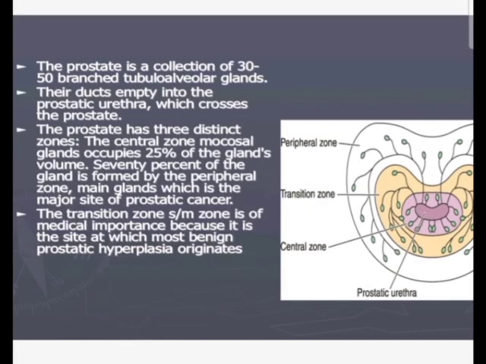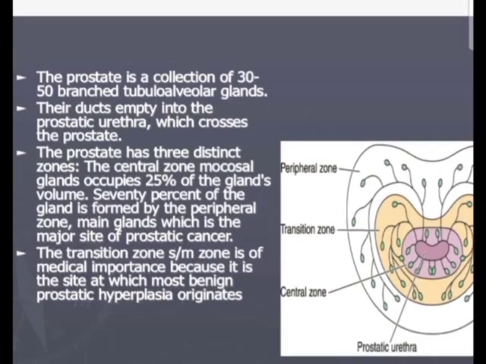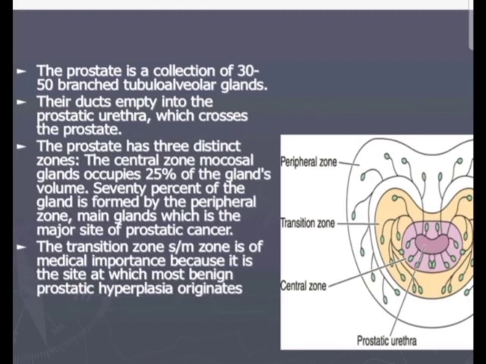This is the mucosal zone, and it occupies 25% of the gland's volume. 70% of the gland is formed by the peripheral zone. So this is the peripheral zone. The submucosal zone is of medical importance because it is the site at which most benign prostatic hyperplasia originates. In old age, there will always be prostatic enlargement, and this is known as BPH, benign prostatic hyperplasia.